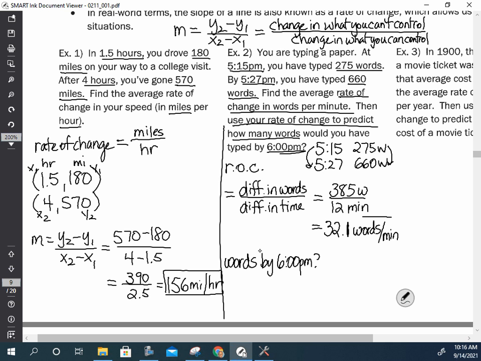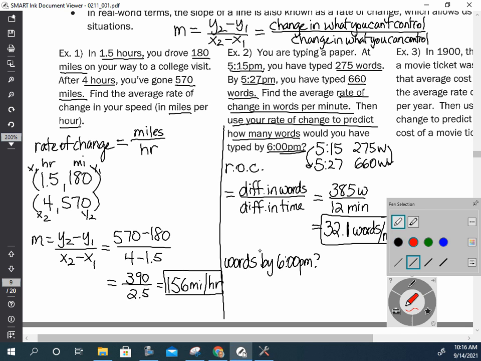All right, so there's our rate of change. Now we need to figure out how many words we will have typed by 6 o'clock. So think about where you stopped. At 5:27, you had 660 words. That's the last piece of information they gave you.